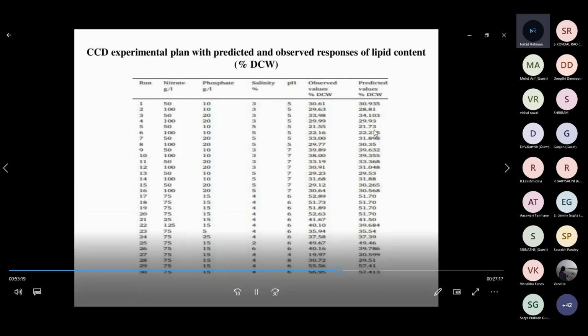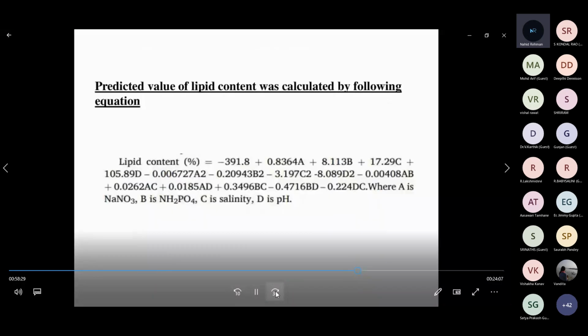And this is the predicted value which the software can give you, or if you want you can calculate using the equation which you obtain through the model. So this is the model equation which you obtained, and here you have to put the value of A, B, C, D for each run, and then using this equation you can predict the value of the lipid content, because your objective here is to increase the lipid content.